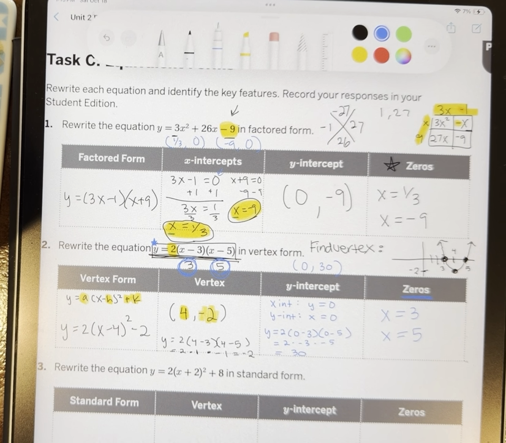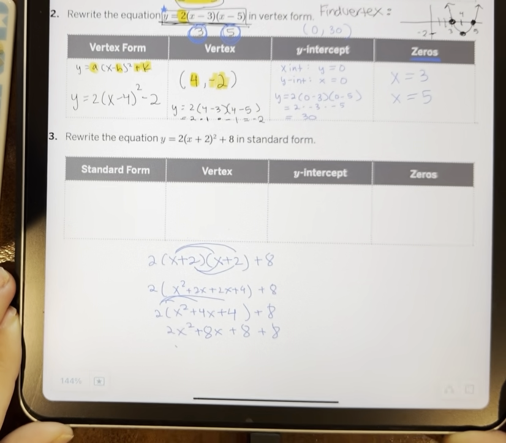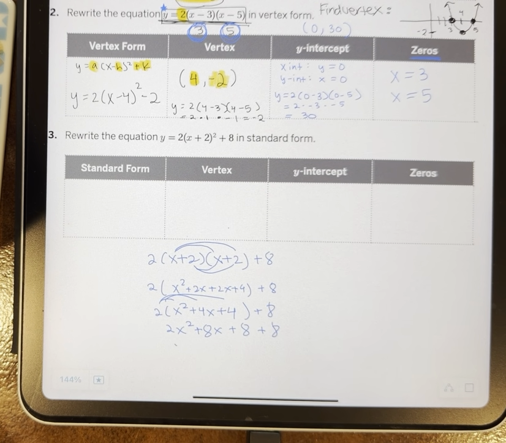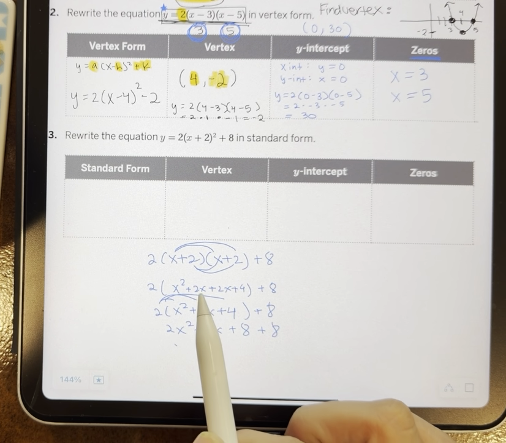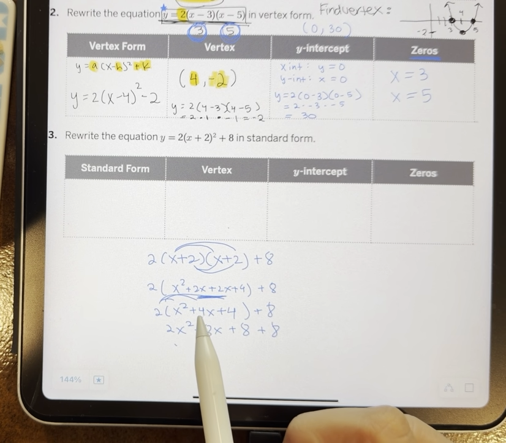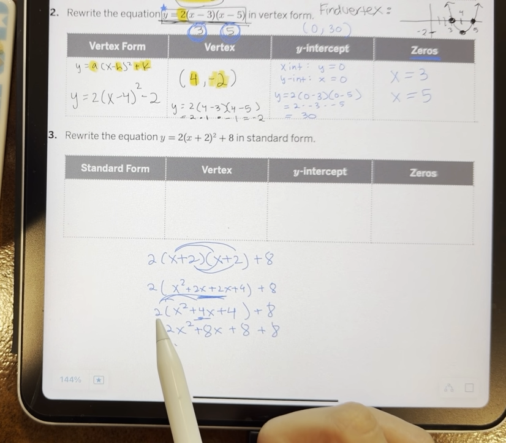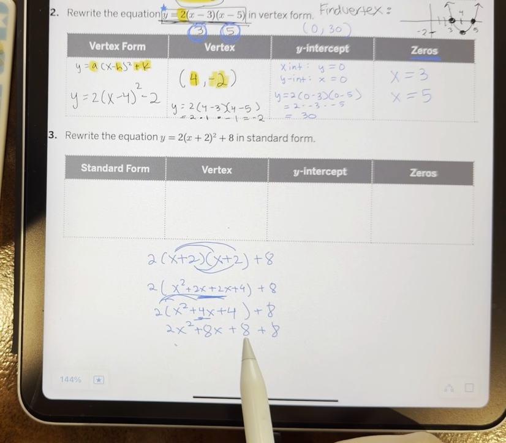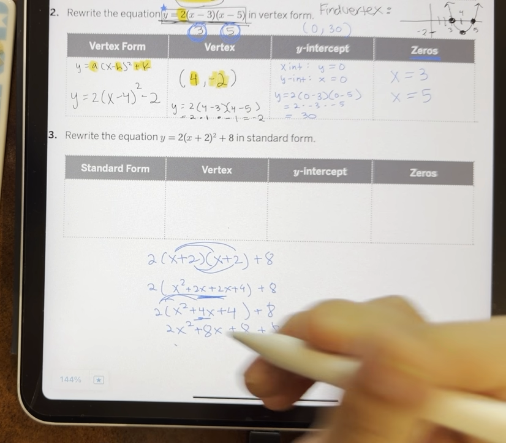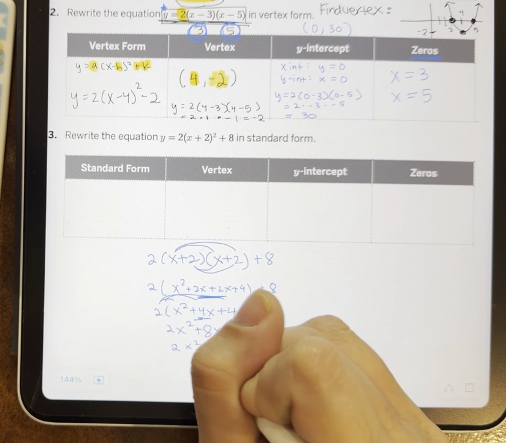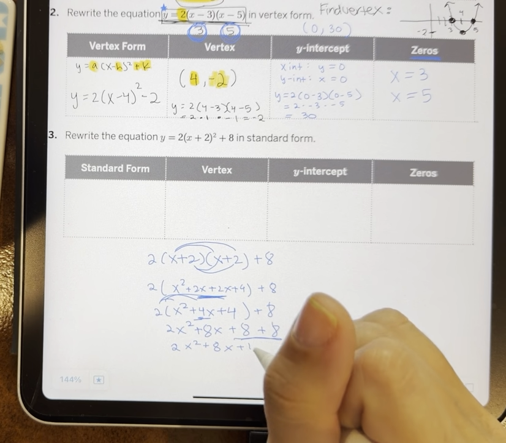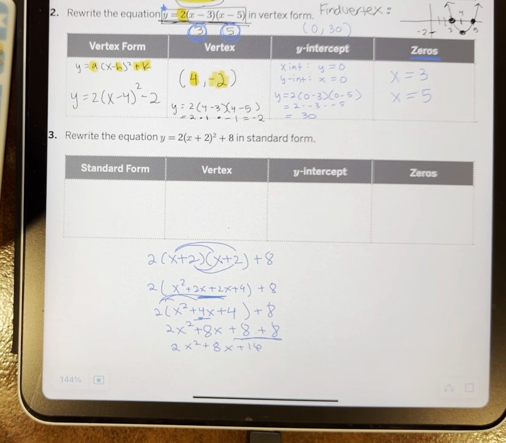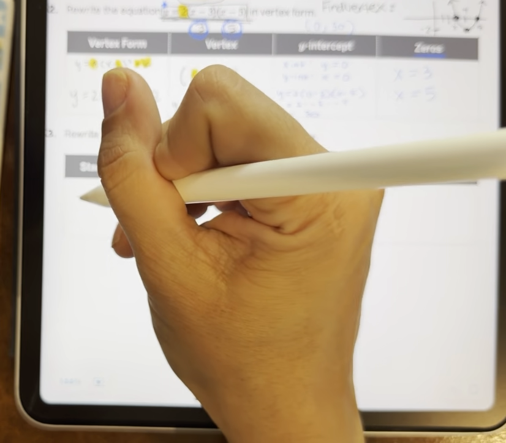So this is, oh my gosh, I've been doing this whole problem without you guys watching it. Here it is. Sorry. I distributed, got this. Then I combined the like terms in the middle, and I got this. And then I distributed this 2, and I got this. And now I'm about to add these 8s, and get this. This is standard form. Don't forget the y equals.